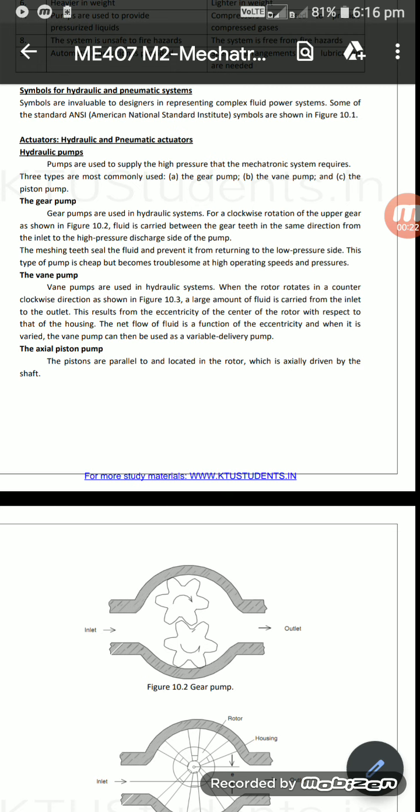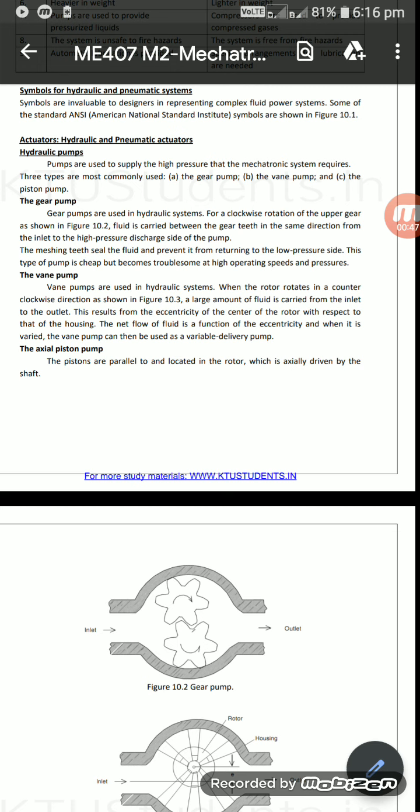See that, guys. Hydraulic pumps. First, hydraulic pumps. Pumps are used to supply high pressure that the mechanical systems require. Mainly three types: one is the gear pump, second one is the vane pump, third one is the friction pump. Gear pump, vane pump, and friction pump.